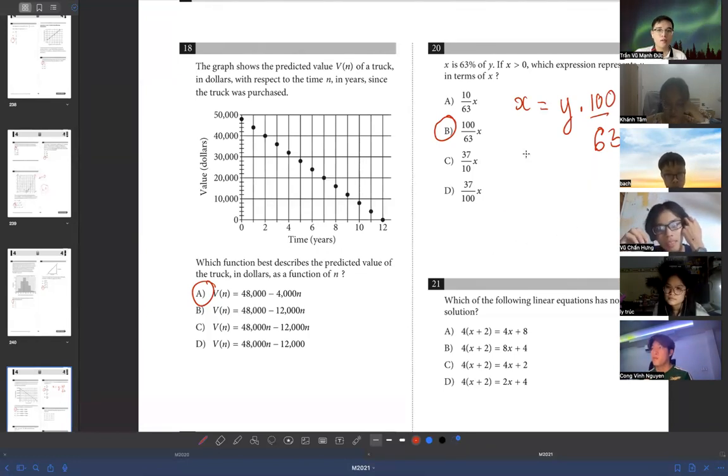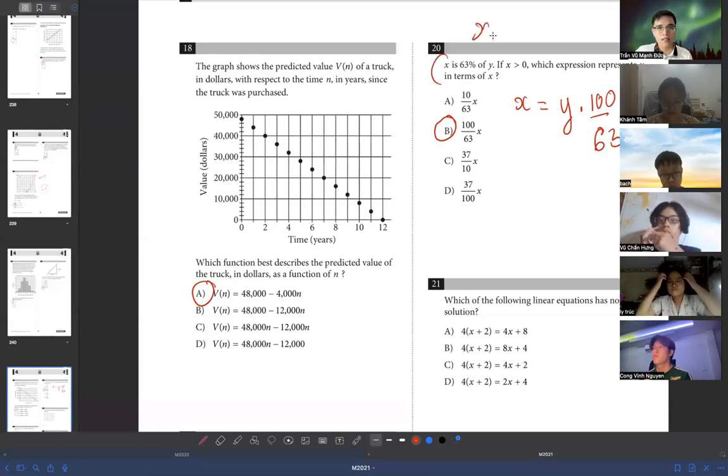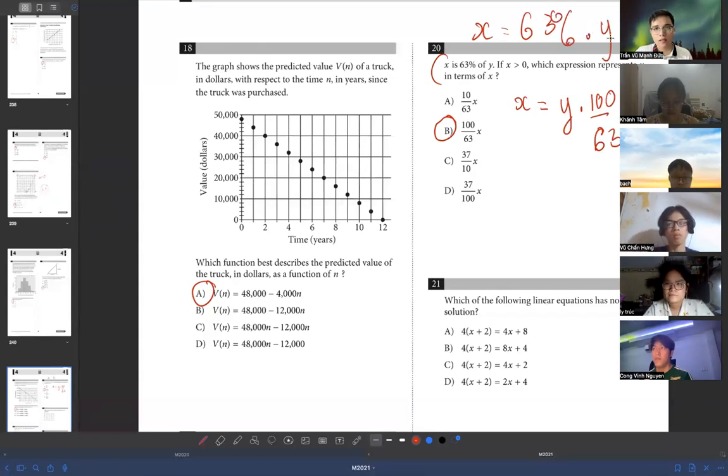This is how you're going to do every single kind of percentage question to prevent mistakes. You always have to write your equation, however easy the question might be. X is 63% of Y. Do it. Don't think it's wasting your time. It's saving your score. Always write out your percentage. Remember that. All right, next up, 21.